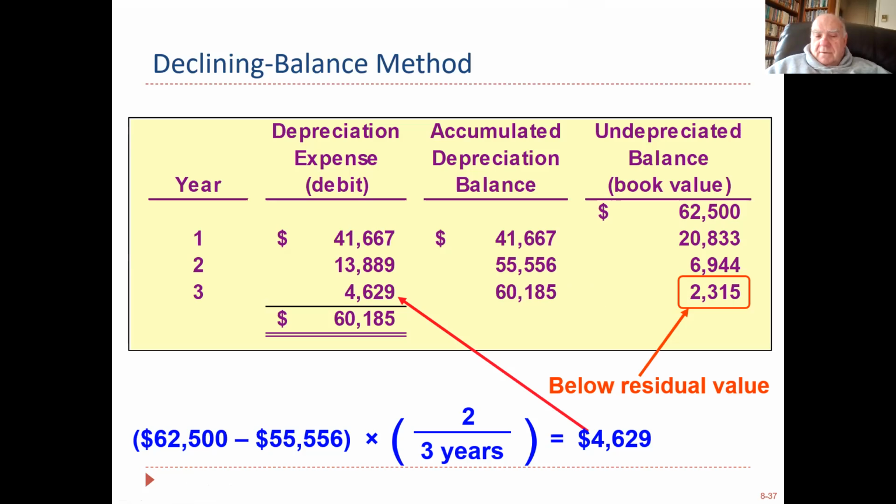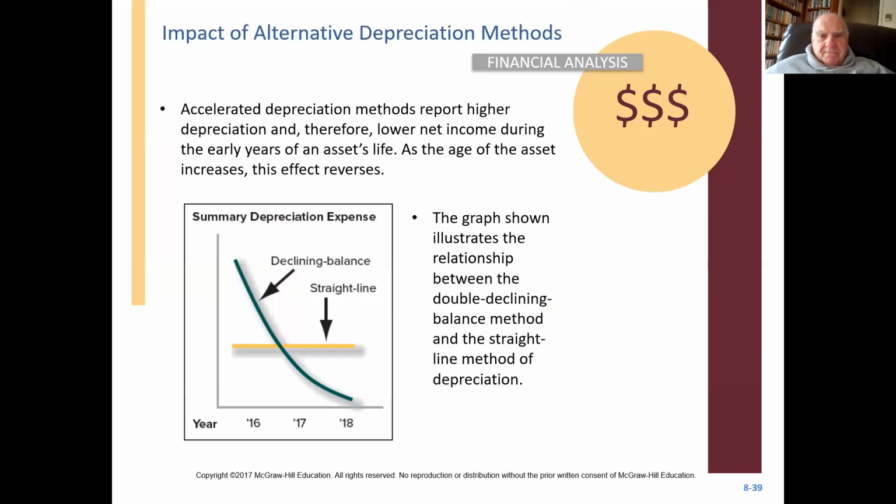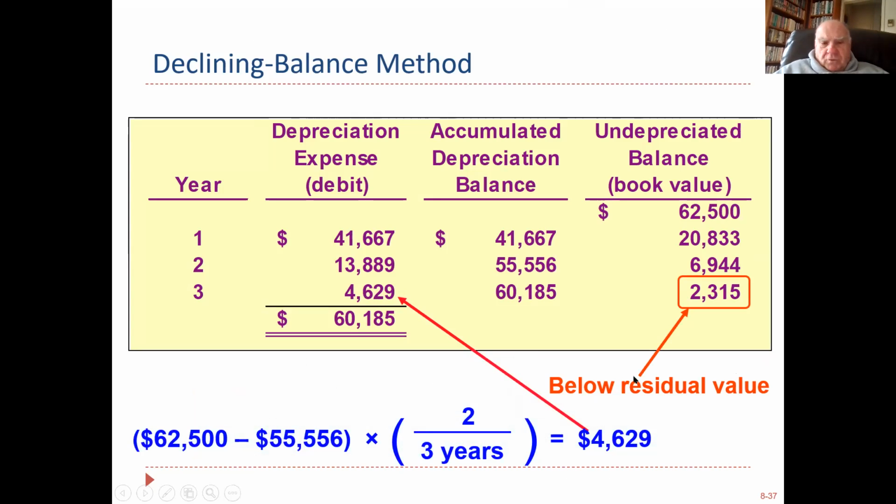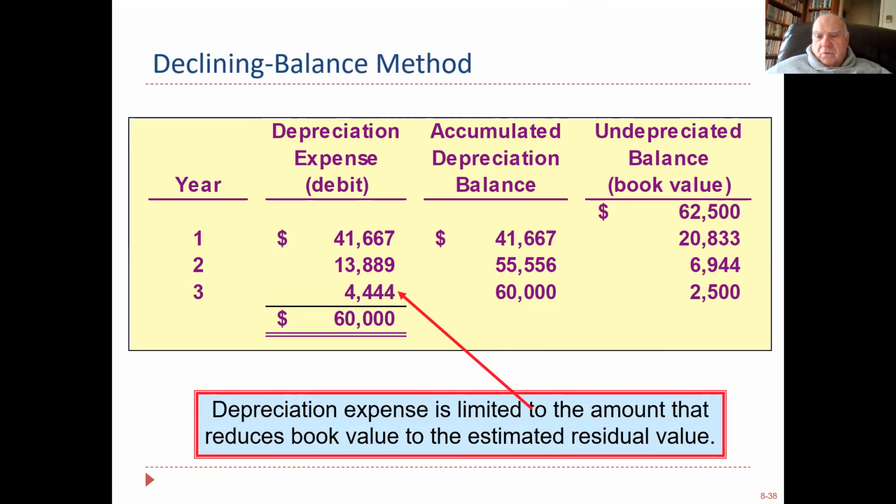We have a problem, don't we? Because the book value can never go below 2,500. So we have to step on this number and put the number here that will get us down to 2,500. And it will be 6944 minus 2,500. So let's take a peek here. I wish they showed it in a little more detail. Yeah, okay, they did. I'm so sorry, guys. There's the 4629. We can't use that number. We have to change that to this number, 4444. And how did we get that number? It's simply the prior year's ending book value minus the residual value.